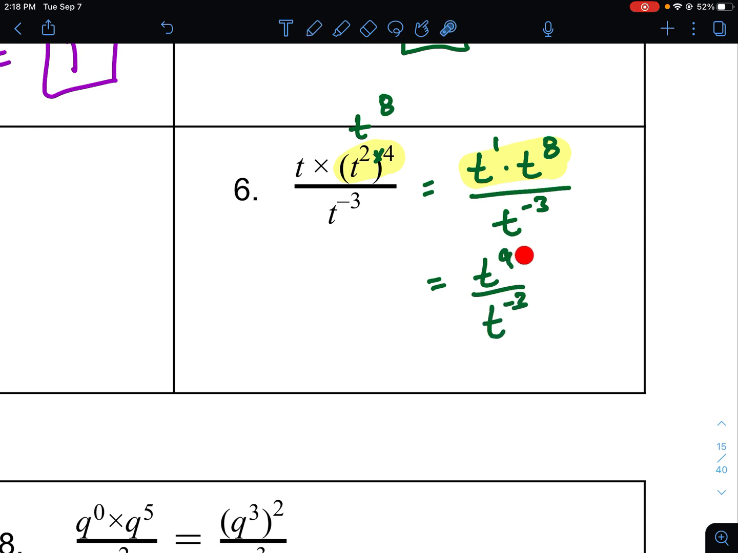And remember here, t to the 9th over t to the negative 3, you're basically subtracting. So 9 minus negative 3, which is basically adding, right? So that's t to the 12th. T to the 12th power.